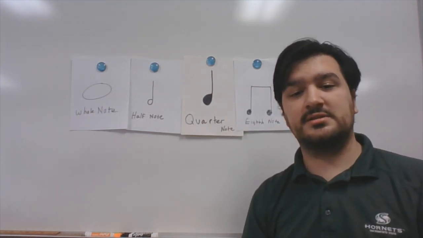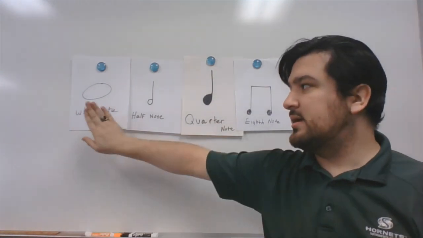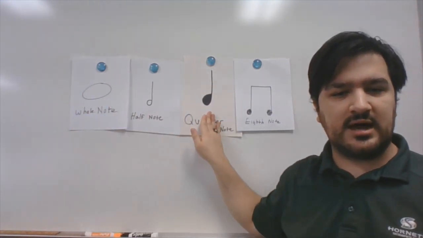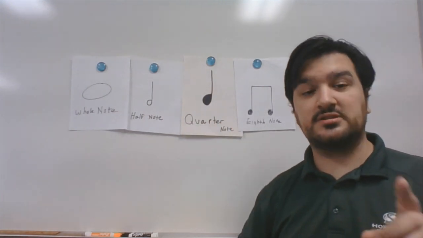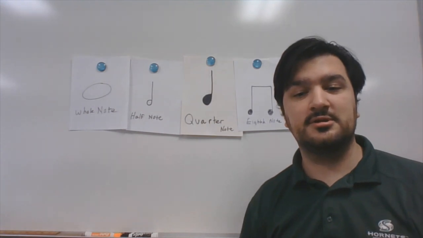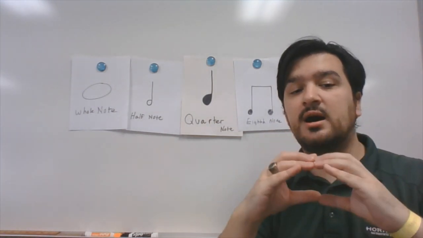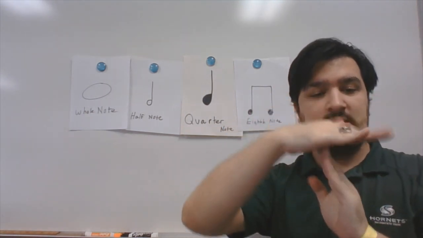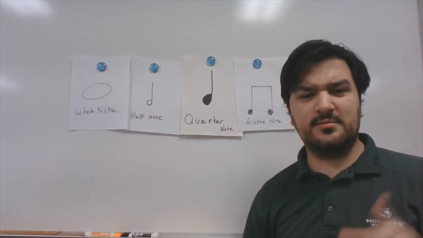So let's see if we can put it all together. I'll say it one more time. Ta, ta, ta, ti, ti. Now it's your turn. Remember the hand symbols and remember to say it. Here we go. One, two, ready, and. Very good. You really know your stuff.